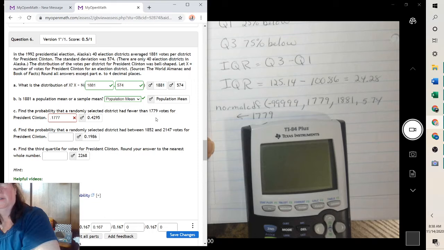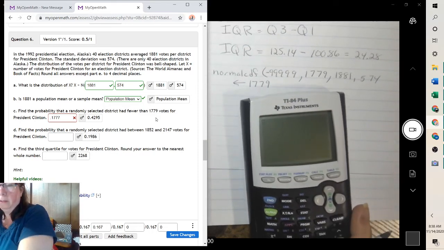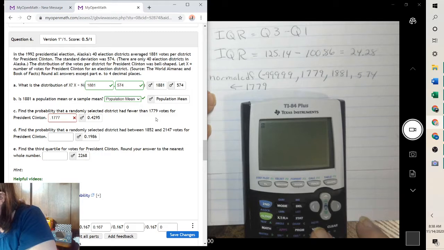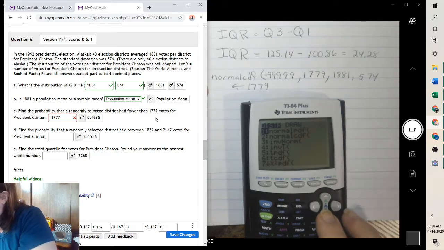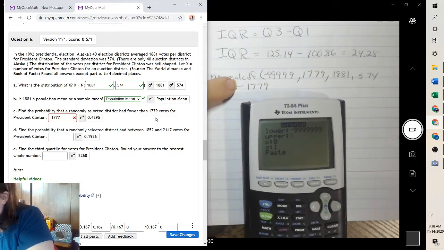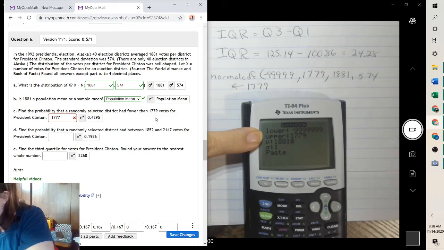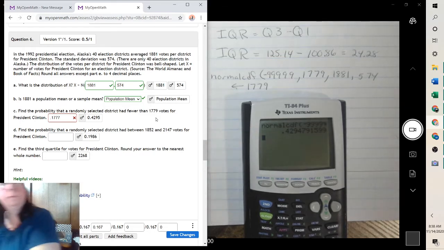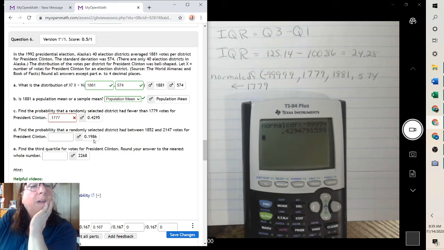So second, distribution, go down, norm, second one, and then negative 9999999. The upper, 1779, the mean, and there you go, 42.95. To be between two, then these would be the two numbers you're in between.